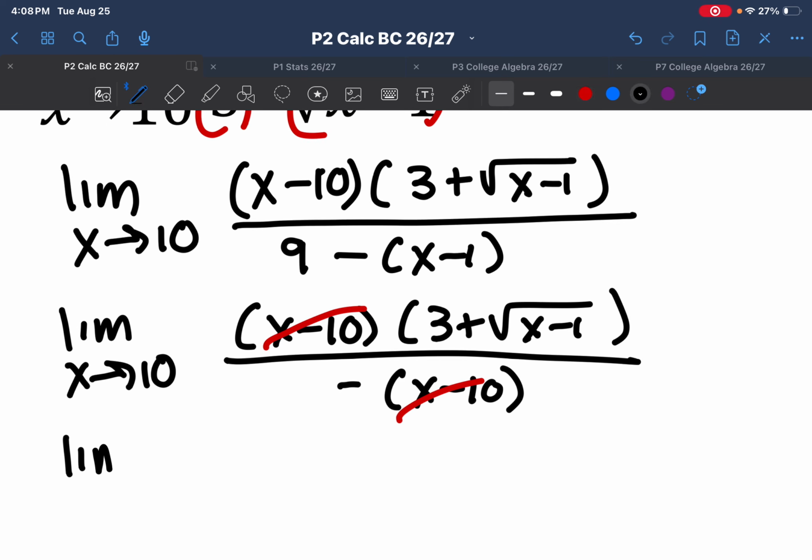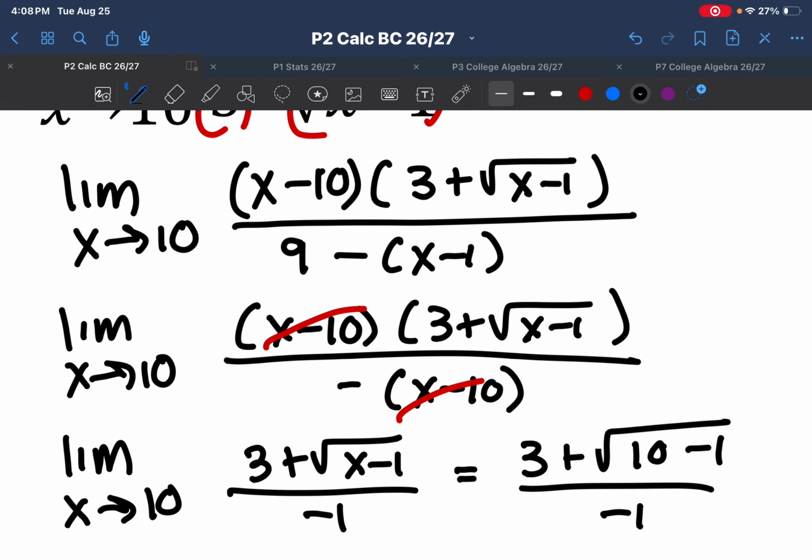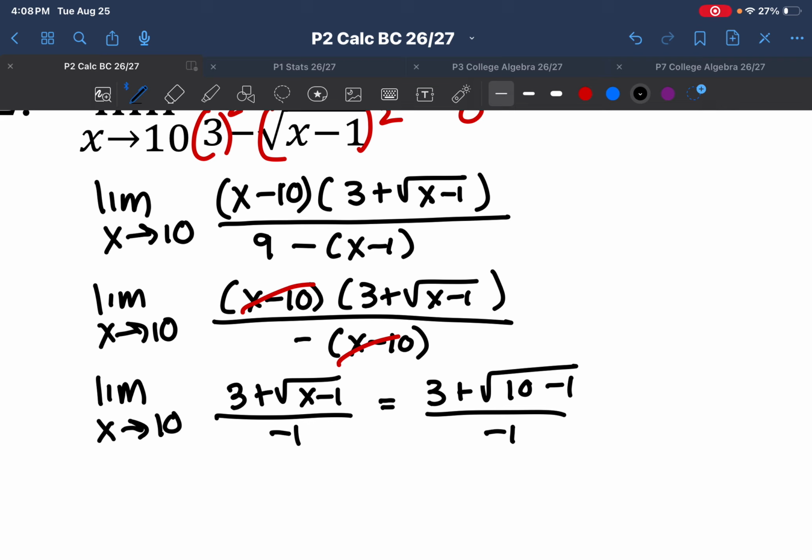And I have the limit as x approaches 10 of 3 plus the square root of x minus 1 over negative 1. Substitute the 10 in, and I get the square root of 10 minus 1. That's a square root of 9. That's 3. 3 plus 3 is 6. 6 divided by negative 1, negative 6.